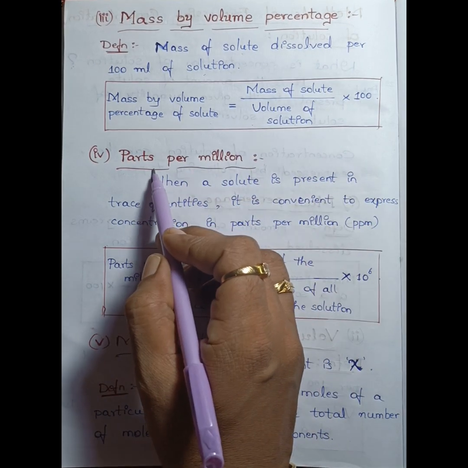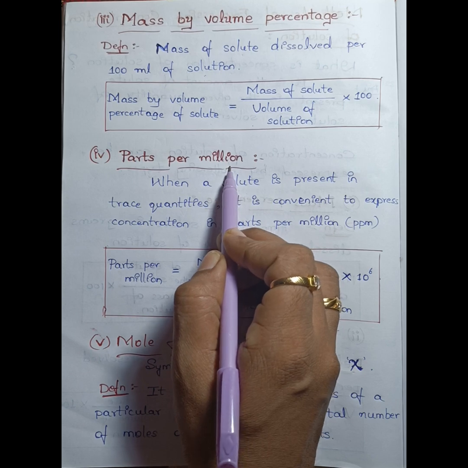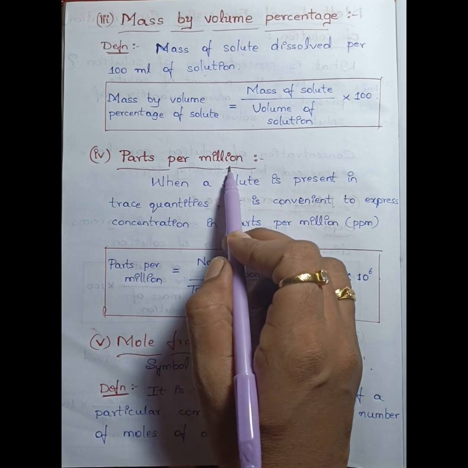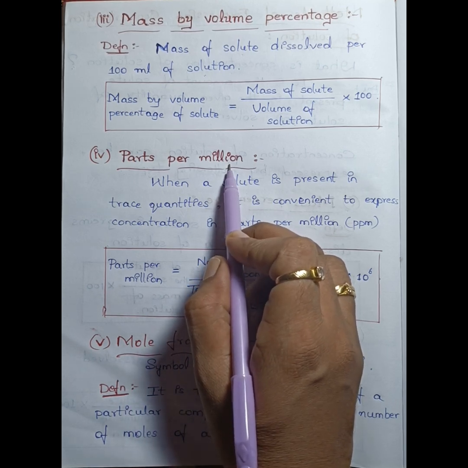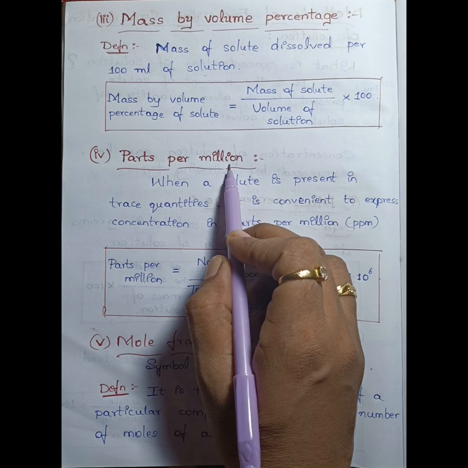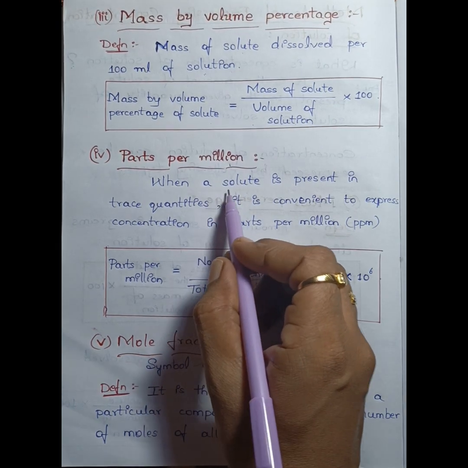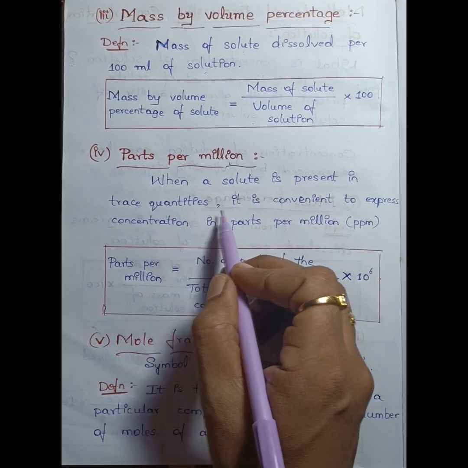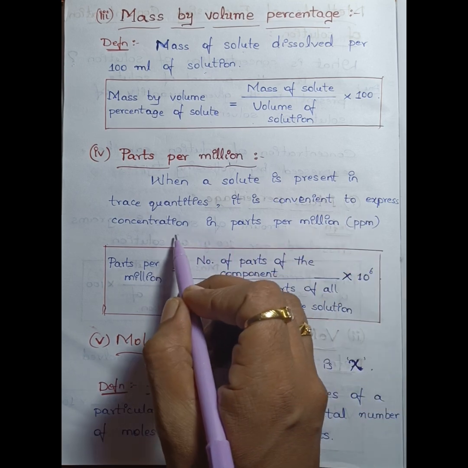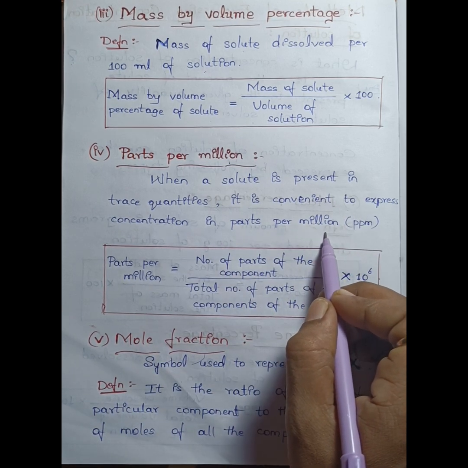And the fourth one is parts per million. So guys, when a solute is present in trace quantities, it is convenient to express concentration in parts per million.